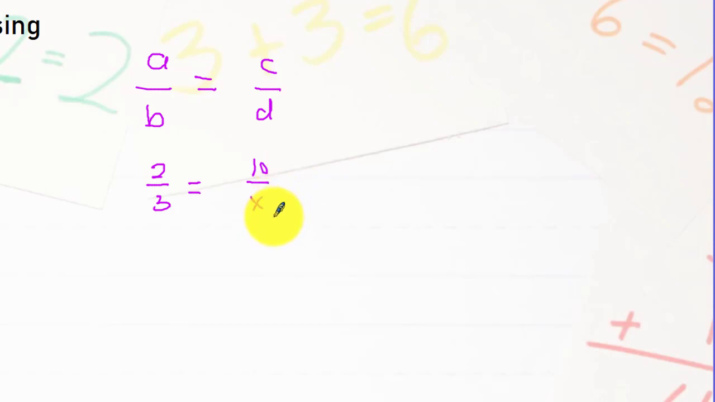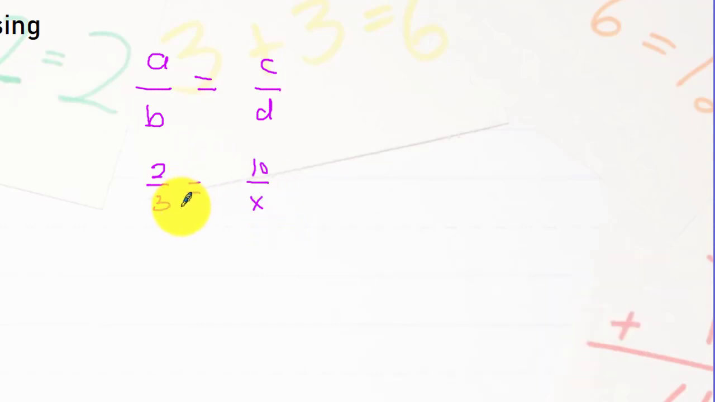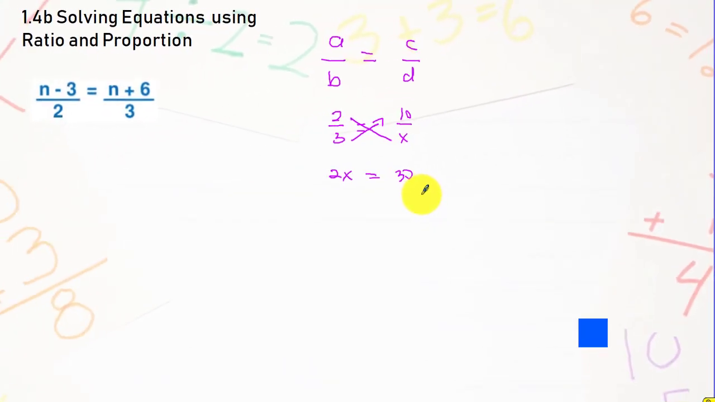To solve the value of x, we usually use the concept of cross multiplication whenever we solve for proportion. And how do we do cross multiplication? We do 3 times 10, which is 30, and then we multiply 2 times x, I'll get 2x. And then from here, we can have our equation, and we can solve the value of our x.